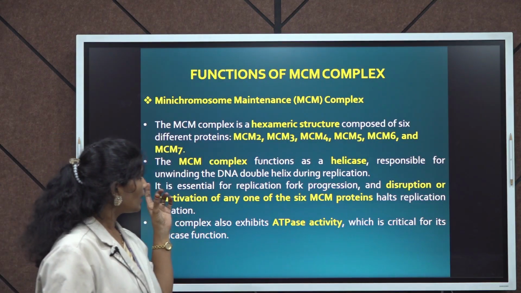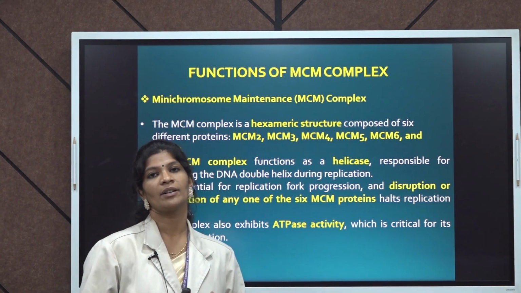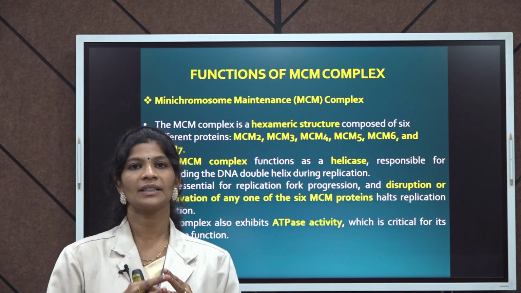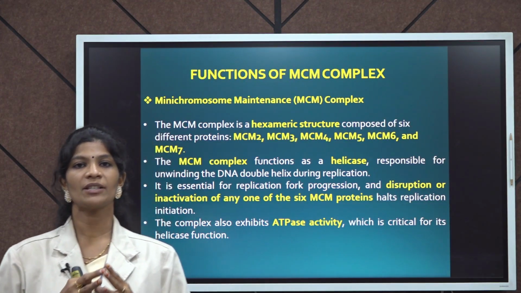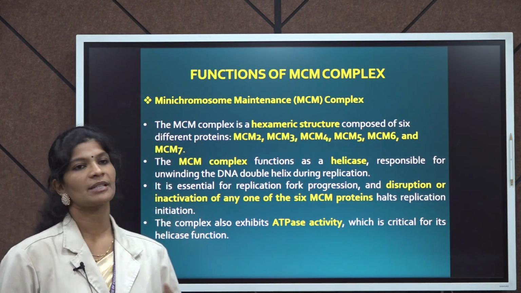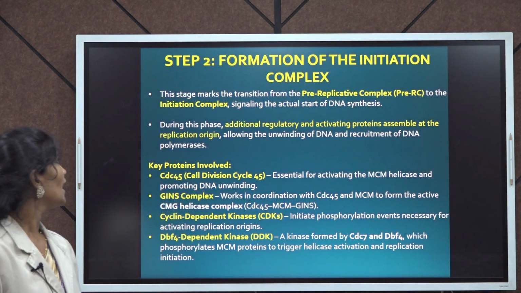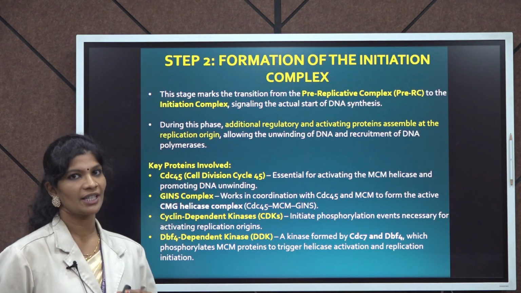How it is tightly regulated is that if any one of these factors is disrupted, the entire process will be stopped. So, these two proteins must be tightly controlled to control the re-replication of DNA. And step 2 is formation of the initiation complex.